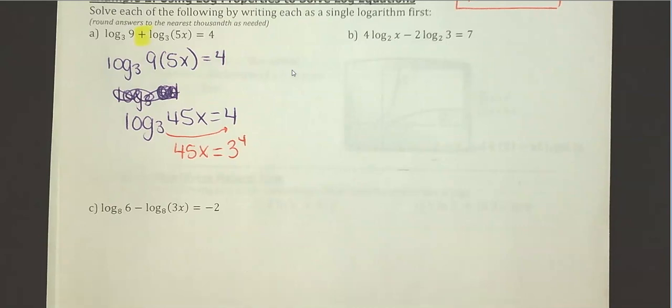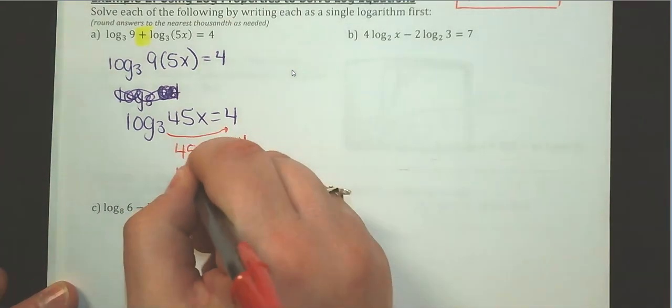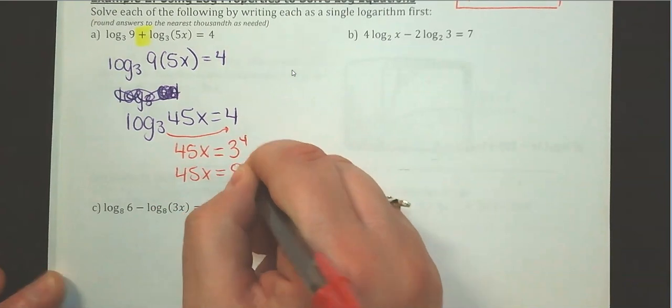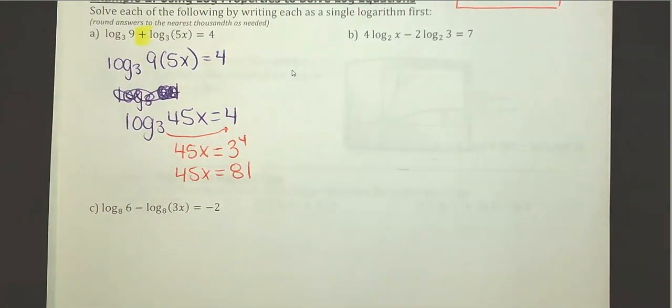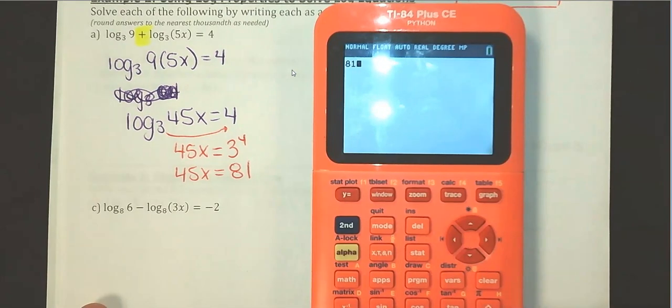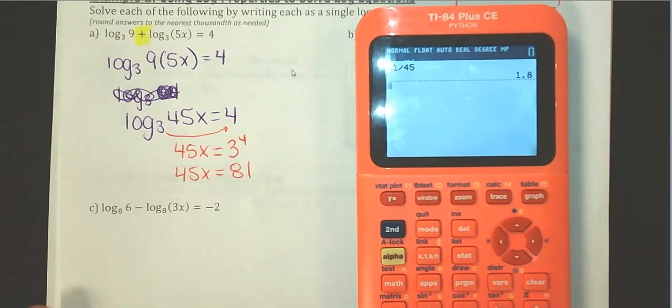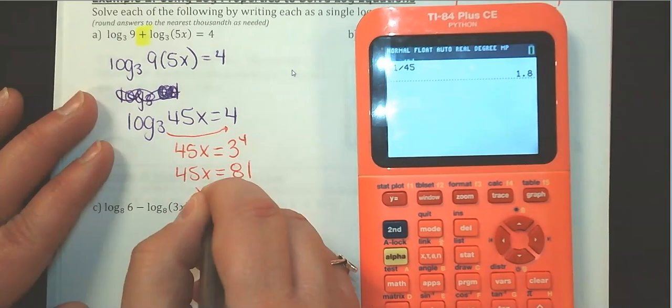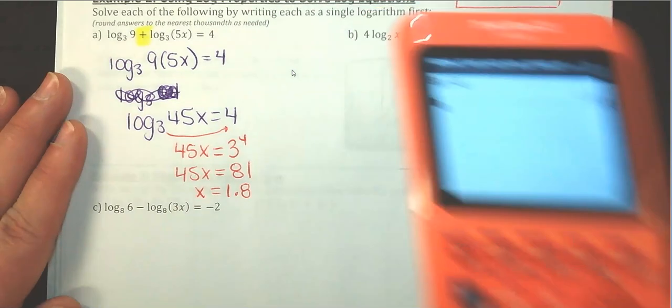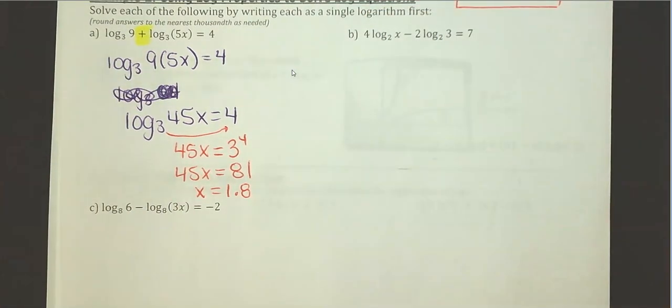And you might know that off the top of your head, you might not. But 3 to the 4th power is 81. And then all I have to do is divide by 45 real quick. So if I do 81 divided by 45, I got 1.8. So you could leave it as a fraction if you want to, or you can write it as a decimal, whatever is easier. That was a decent decimal, so I'll leave that.